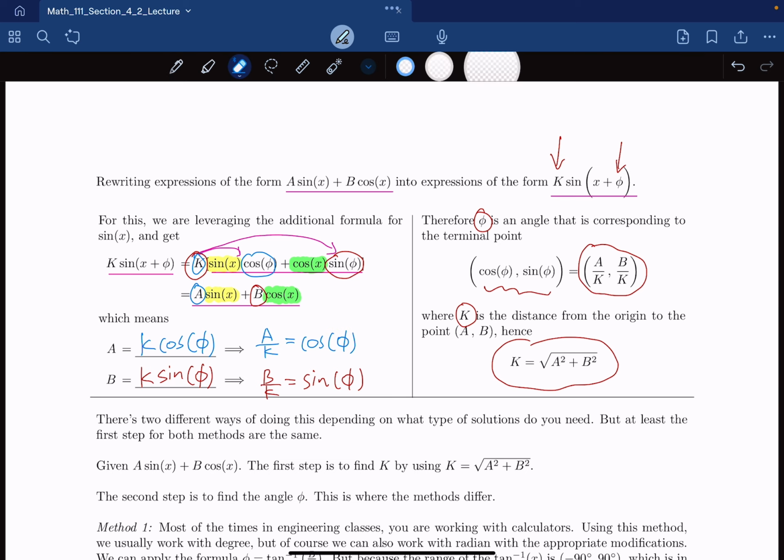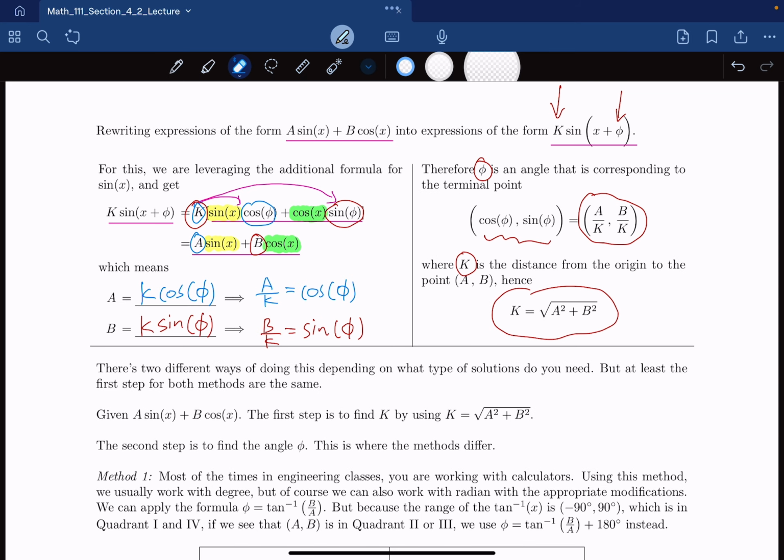Okay. So let's go ahead and see this in action. The first step is the same, the first step in finding the k, that is, right? This step is the same, you should always start with this. Really not much argument there. But then to find this phi, you actually have two different methods, depending on what your given is, and honestly depending on what class you're working for. So let's take a look at these two methods.